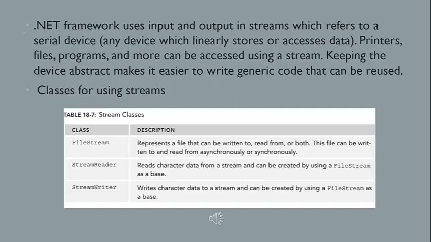.NET Framework uses input and output in streams, which refers to a serial device, any device which linearly stores or accesses data. Printers, files, programs, and more can be accessed using a stream. Keeping the device abstract makes it easier to write generic code that can be reused. Classes for using streams include FileStream, StreamReader, and StreamWriter.